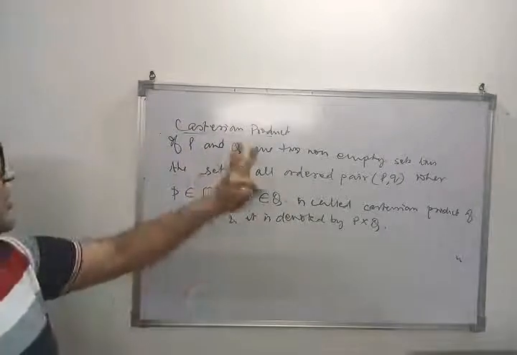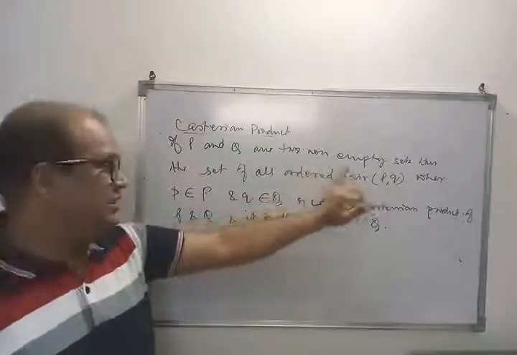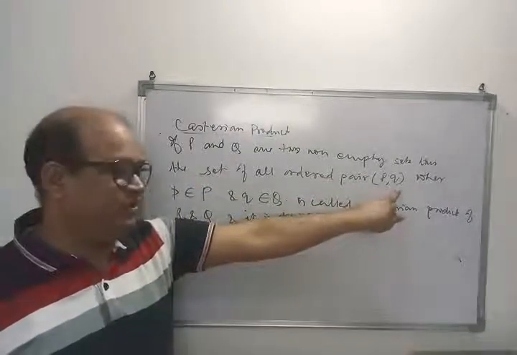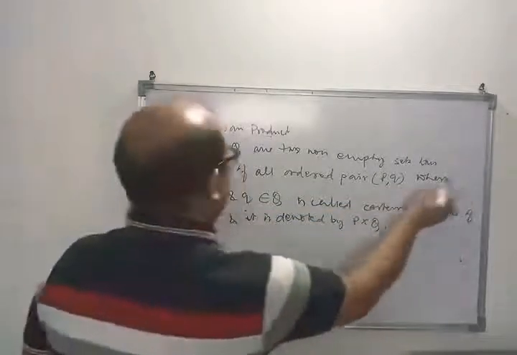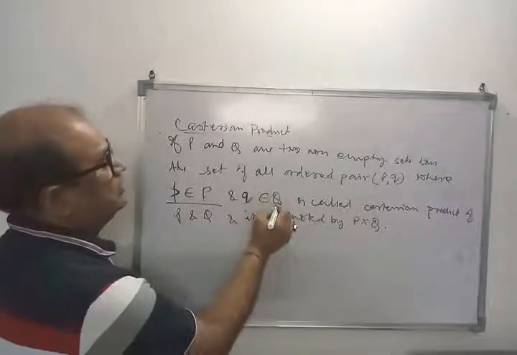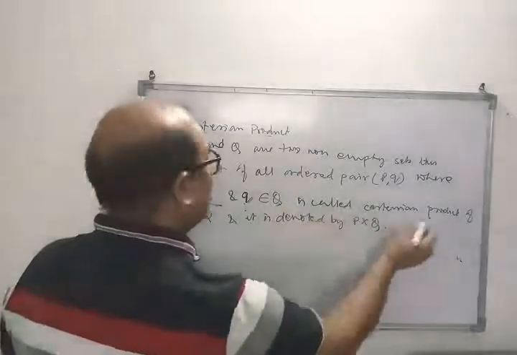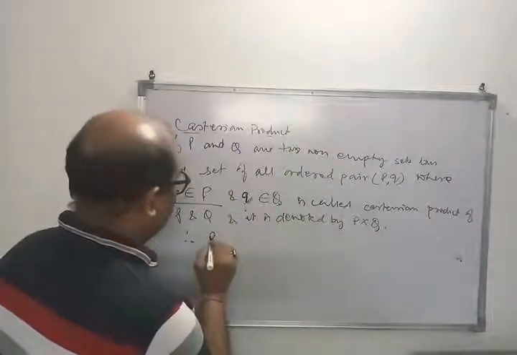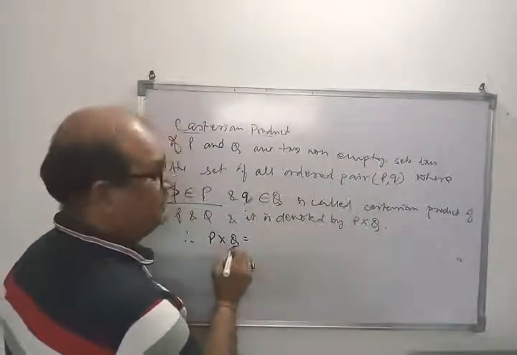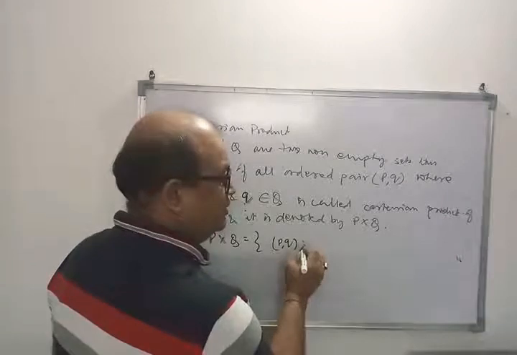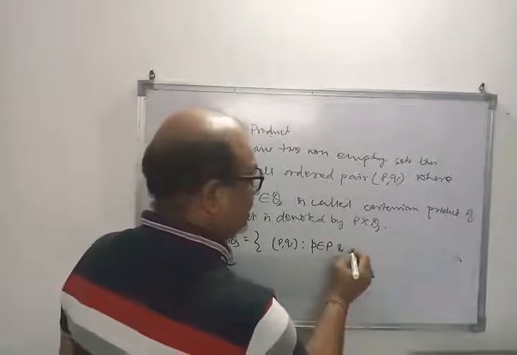So what is the Cartesian product? If P and Q are two non-empty sets, then the set of all ordered pairs (p, q), where p belongs to P and q belongs to Q, is called the Cartesian product of P and Q, denoted by P cross Q. Therefore P cross Q equals the set of (p, q) such that p belongs to P and q belongs to Q. This is how it is denoted.